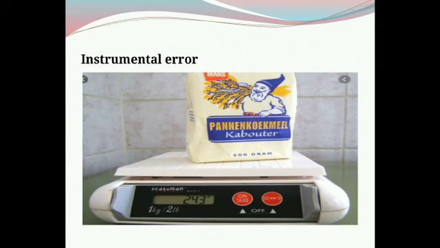First, see the diagram. This is an example of instrumental error. When we put a packet on the balance machine, the balance shows the reading 243, but the actual weight of the packet is 500 gram, and this is called an instrumental error. When we put the packet again, it shows the same constant error, therefore it is called an instrumental error.